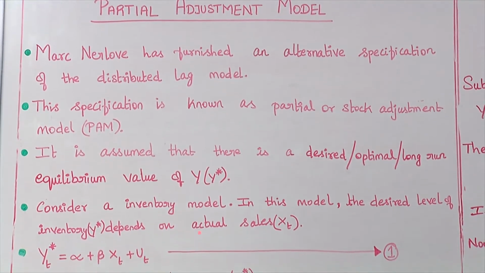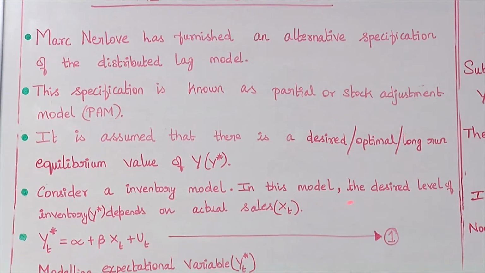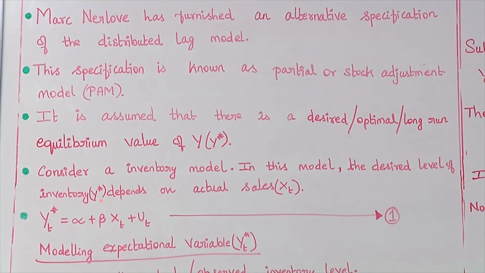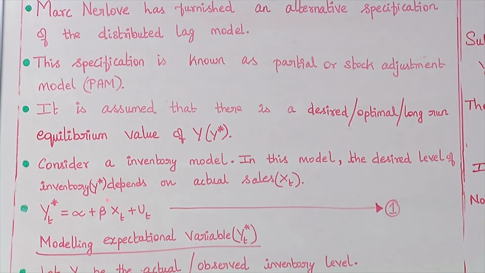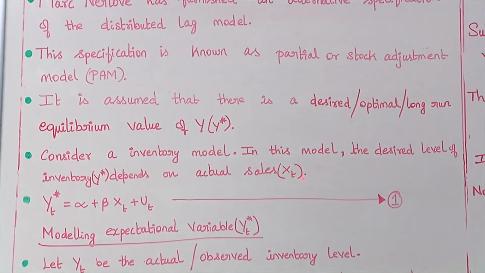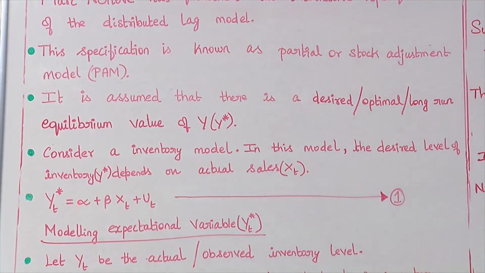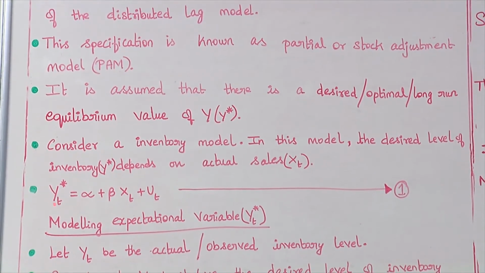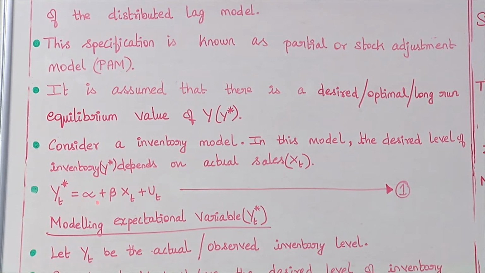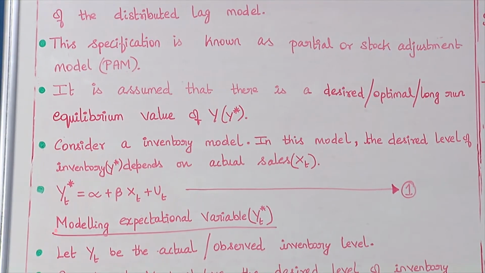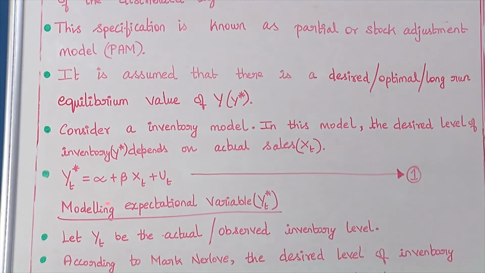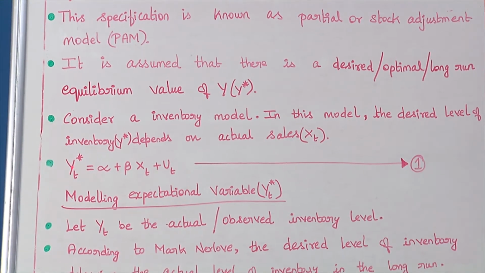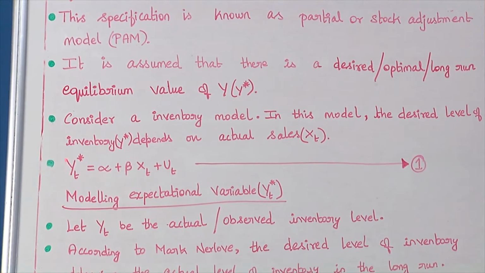Consider an inventory model. In this model, the desired level of inventory, or the long run or optimal inventory, Y star, depends on the actual sales, that is X t. We may define this model as Y t star is equal to alpha plus beta X t plus u t. Now, according to Marc Nerlove, this Y t star, the expectational variable, is modeled.